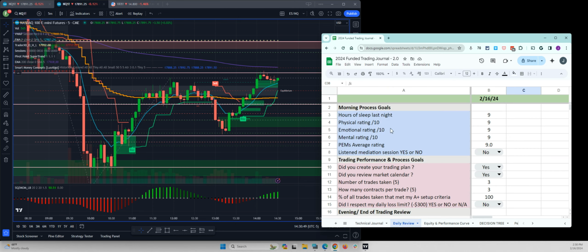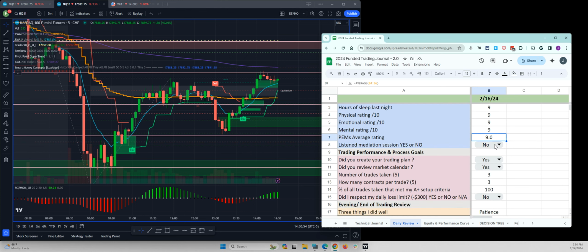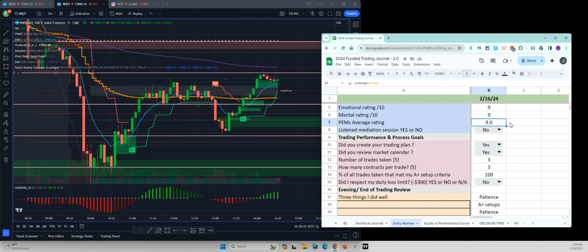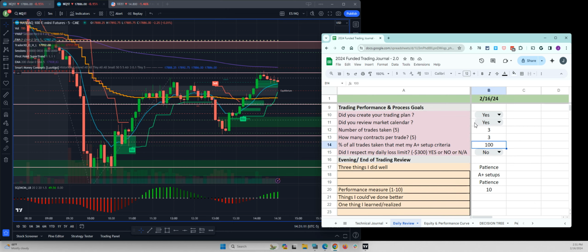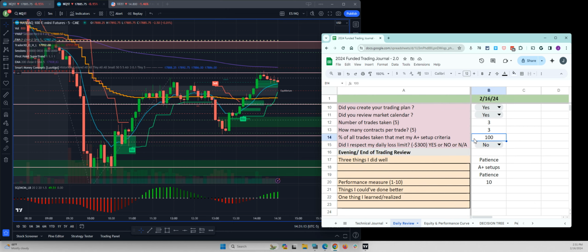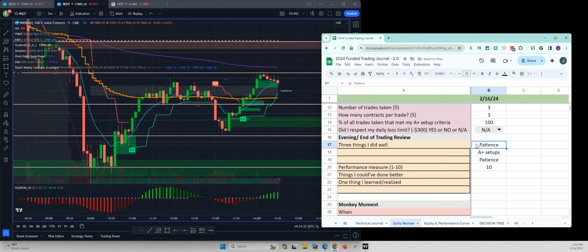So yeah, daily review. I did have a good night's sleep, physical, everything, 9.0 rating I gave myself. Did not listen to my meditation session. I did create a plan, did review the market calendar, did take 3 trades, about 3 contracts per trade. I was happy with these setups. I think they were A+ setups, so I'm very happy about that. Respecting my daily loss limit was not applicable. 3 things that I did well: my patience, and I waited for A+ setups. So I'm pretty happy about that.